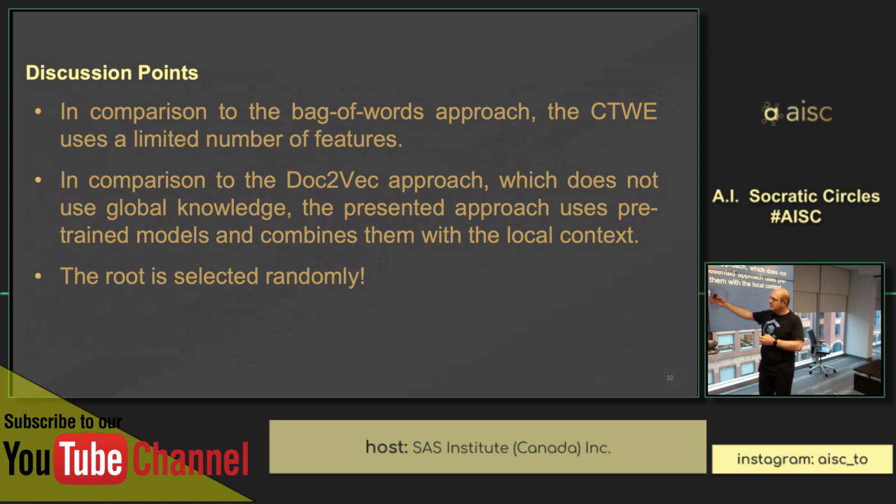And the weak point of this approach is that the root is selected randomly. And if you remember the formula, it shows that the root is really important, and its word vectors will influence all the new updated word vectors.